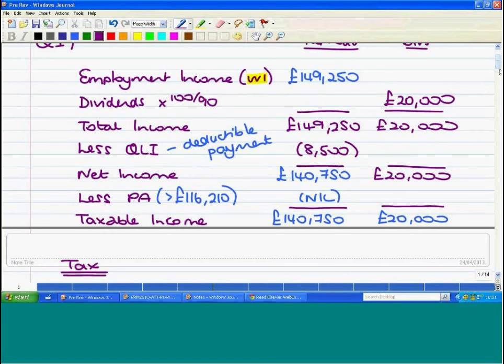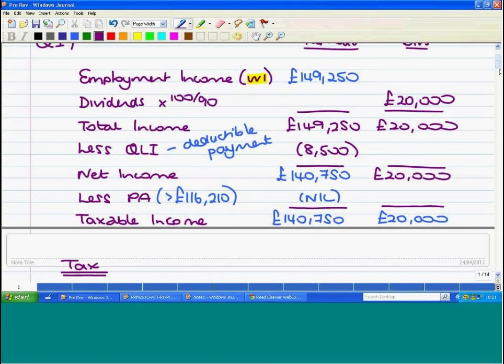Now at this point, we recognise that we are well and truly above that £116,210 because remember, once you're above £100,000, you're going to lose your personal allowance. So for the amount that you are above the 100,000, just like we saw for the personal age allowance, 50% of the excess is then going to reduce your personal allowance down.